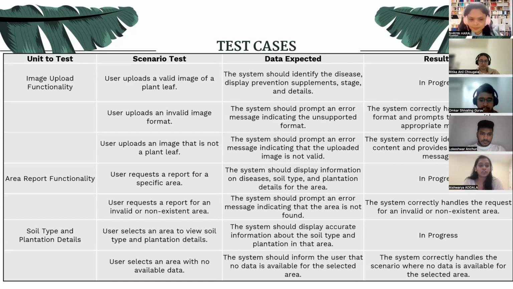In each unit of test, there will be different scenario test cases. For our first one, the user uploads a valid image of a plant leaf. When the user uploads a plant leaf, it should identify the disease, display prevention supplements, what stage the disease is in, and the details of the disease. This feature is still in progress and our team is still working on that.